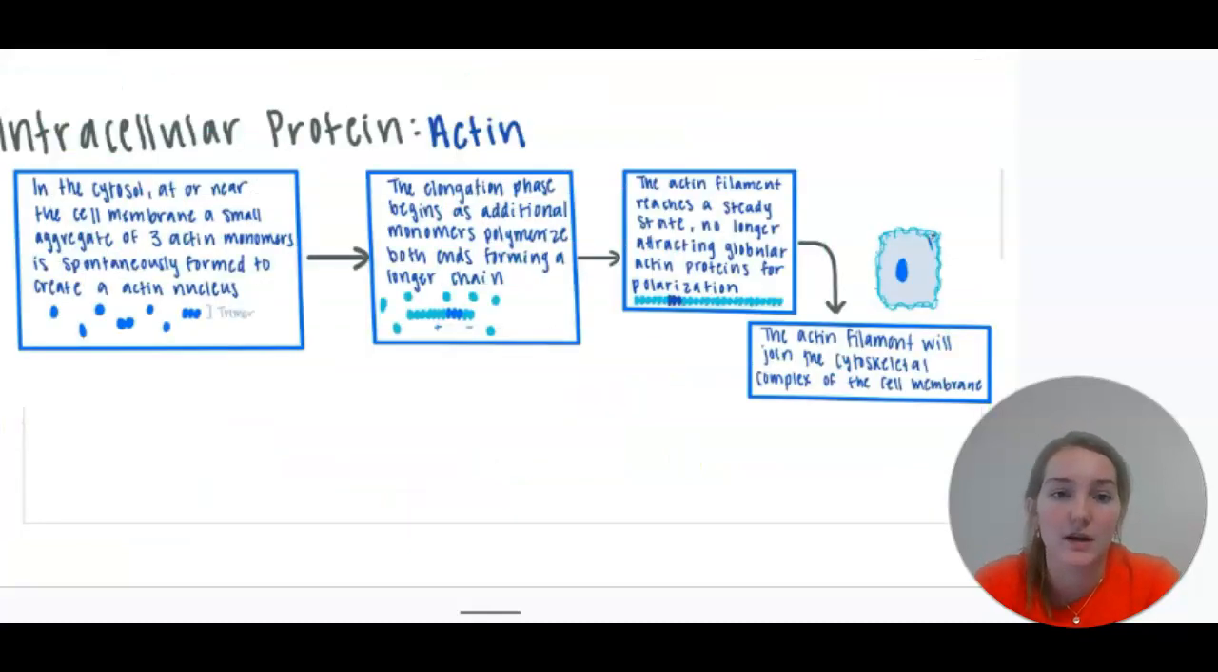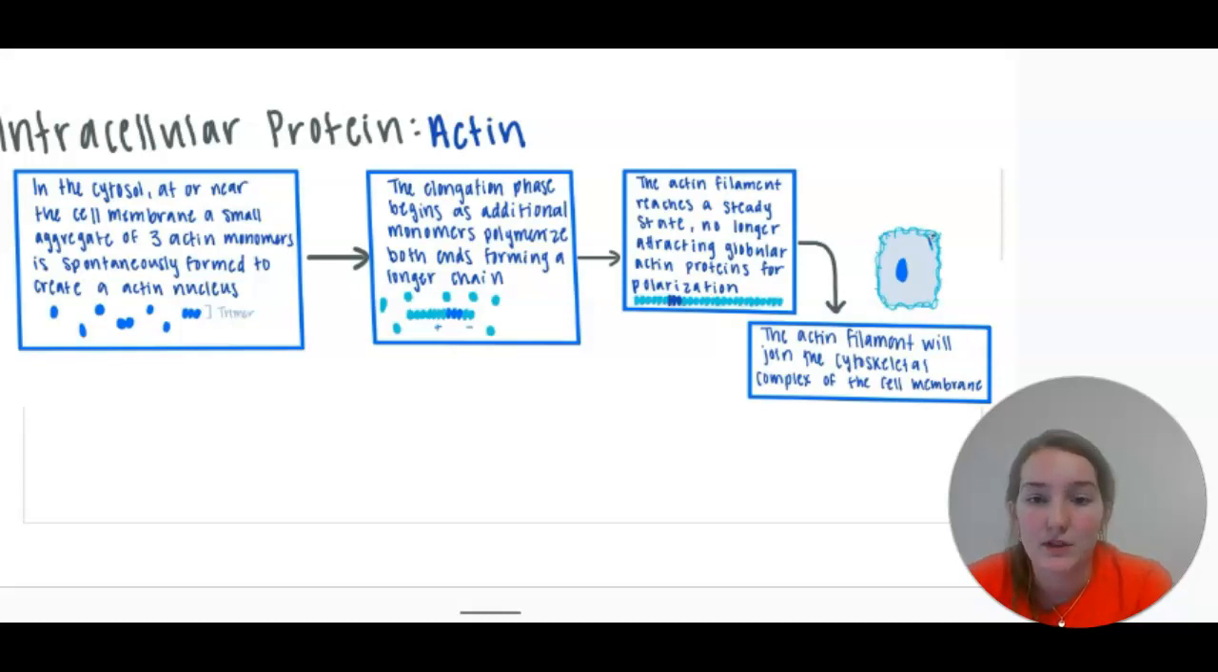Next, we are going to talk about an intracellular protein called actin. The production of actin is going to take place in the cytosol at or near the cell's membrane when a small aggregate of 3 actin globulin monomers is spontaneously formed to create what's called an actin nucleus. This is the first step of the process and is also called nucleation.